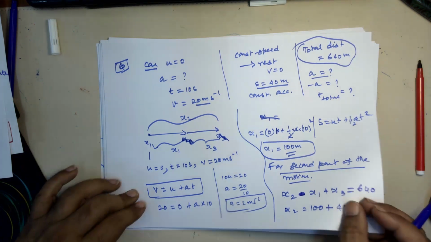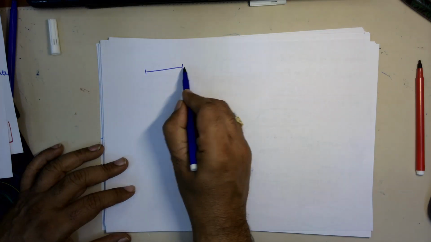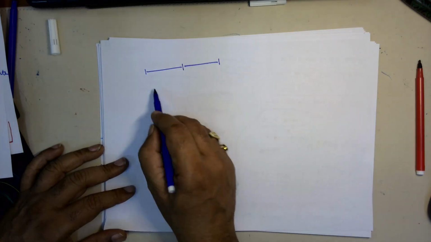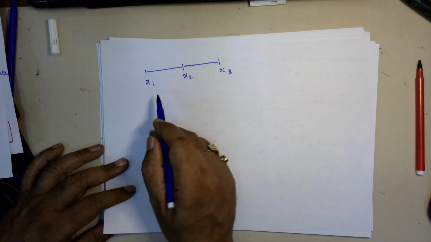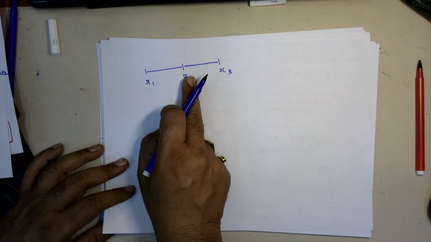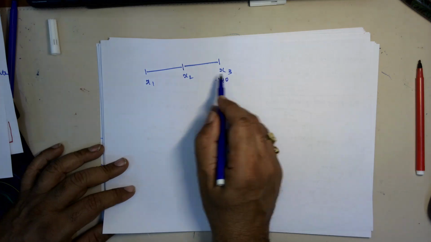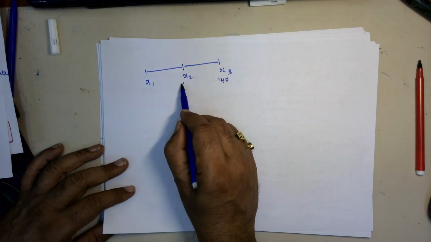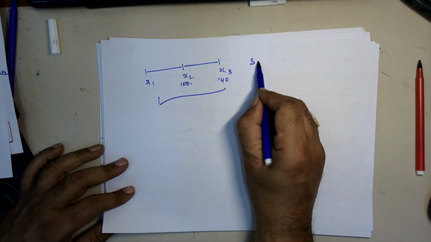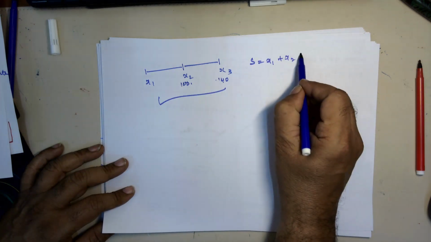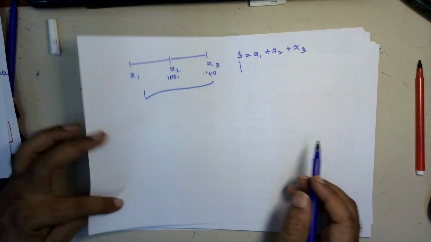640. It means, now let me redraw the diagram. So this is x1, x2 and x3. We know the position of this one and the position of this one. So this is at the 40 meter, this is at the 100th meter. So if it starts from here, what is the total? S is equal to x1 plus x2 plus x3. So here S is already given. The total distance is how much?